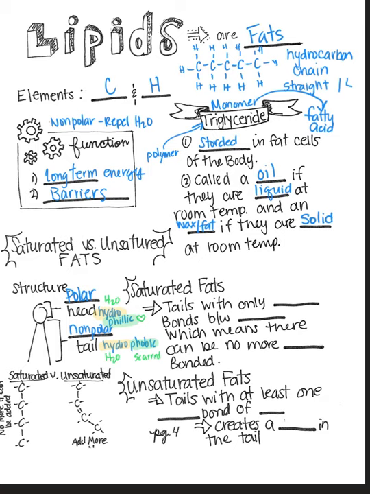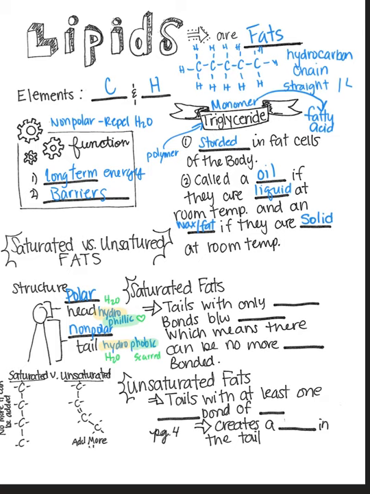Now, all of our fats have this sort of shape to them, where they have that polar head and that non-polar tail. And we have two types of fats that we work with. We work with saturated and unsaturated. Both are in the types of foods that we eat.